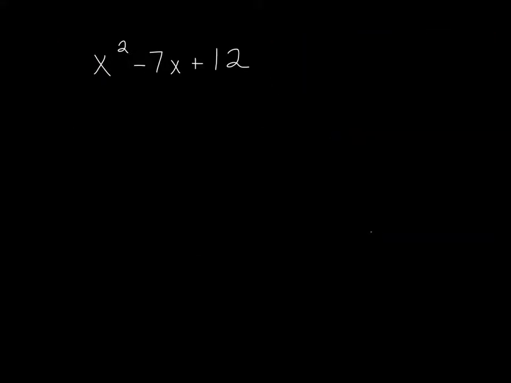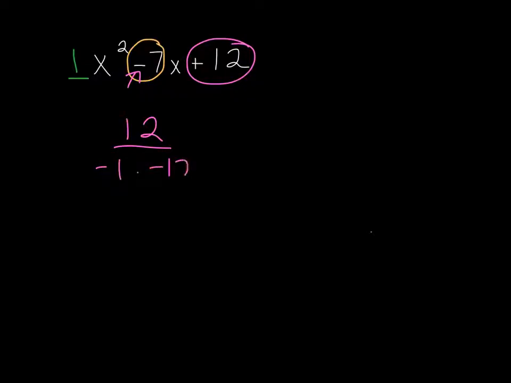Okay, for this next example, a again is 1. We don't have to worry about a. b is negative 7, and c is 12. Now we're going to list all the factors of c. Since this is negative, we're going to list all of the factors as negative, because when we add two negatives, we know we'll get a negative and we need a negative sum. So we have negative 1 times negative 12, negative 2 times negative 6, negative 3 times negative 4. So all those multiply to equal 12.